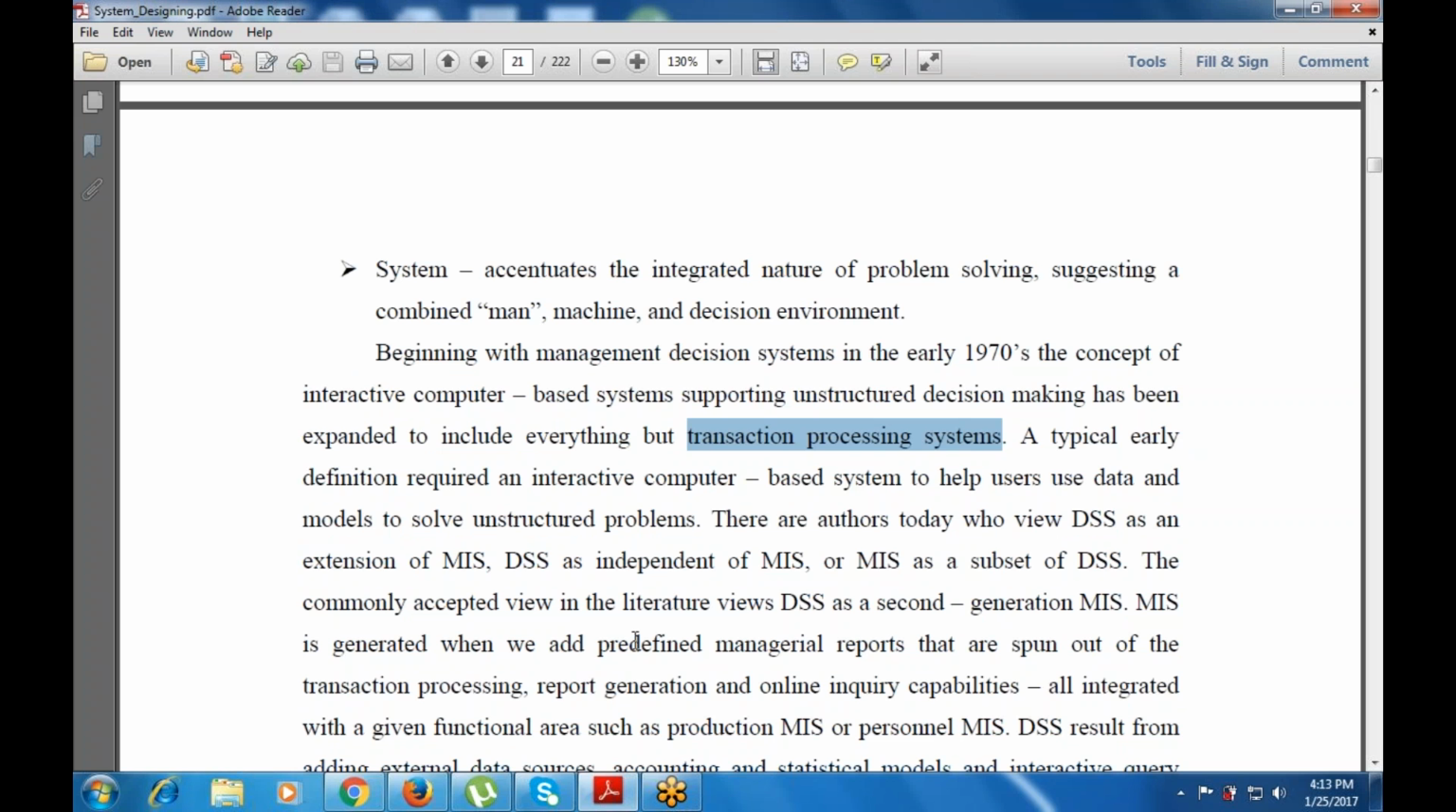So when we talk about the second generation of the MIS, that is DSS, it is generated when we add the predefined managerial reports that are spun out of the transaction processing, report generation, and also the online inquiry capabilities. And this is used with a given functional area such as the production MIS or the personnel MIS.